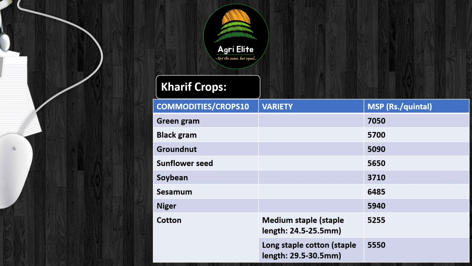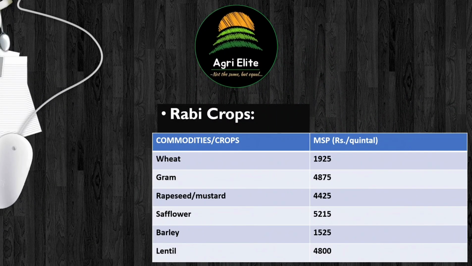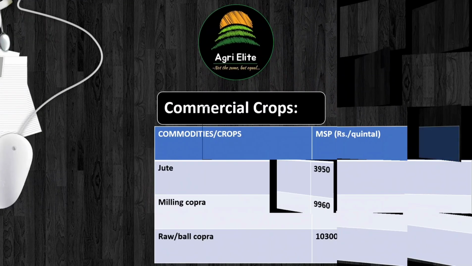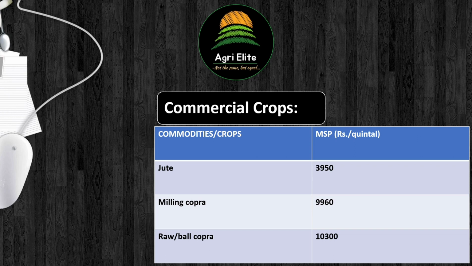Now, similarly, I have covered all the 6 Rabi crops that are considered. Mainly, you have to remember the MSP of wheat, that is 1925 rupees. Then gram, mustard, safflower, barley, lentil. These are the MSPs of these crops. Then commercial crops. So jute is 3950 per quintal. Then milling copra 9960 and raw or ball copra, that is 10,300. So these are the MSPs of these commercial crops.